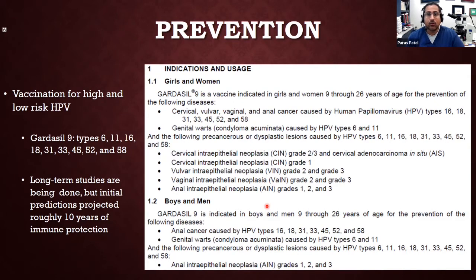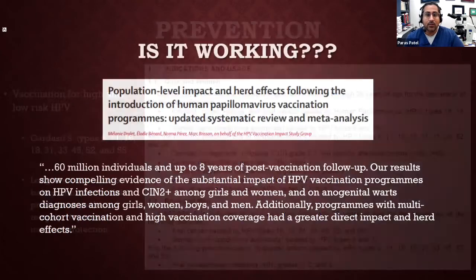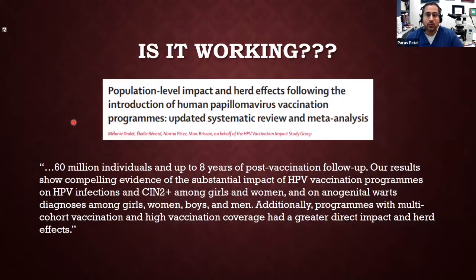So 6 and 11 account for a majority of our benign papillary lesions that we see, papillomas and condylomas. Long-term studies are being done, and actually we do have data on this now. This was published two years ago, I believe, in Lancet. They saw a substantial decrease in the amount of lesions in patients, both males and females. And then last week, on, I believe, November 3rd, another publication came out of the UK with their HPV vaccination programs. And the conclusion statement was quite impressive.